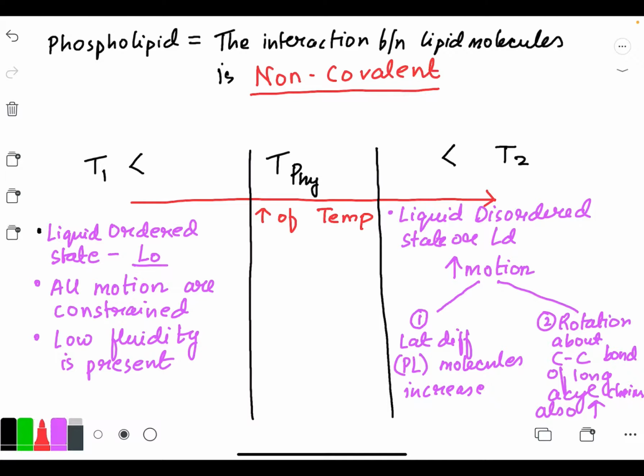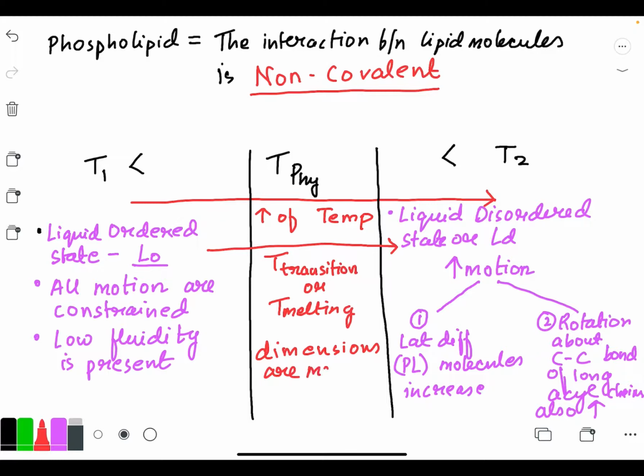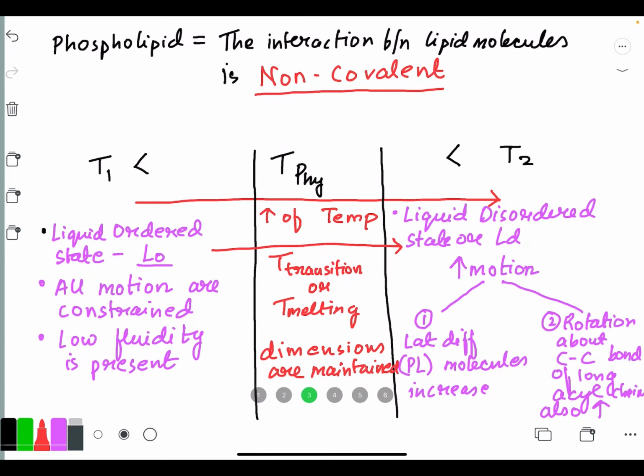The temperature that would be required to convert liquid ordered state to liquid disordered state is known as transition temperature or melting temperature. Please note that in both of the states, right, the stability and structure or dimensions are maintained. Only there is an increase in fluidity, but the stability, dimensions, all of those properties of the membrane are maintained so that it is able to work efficiently.